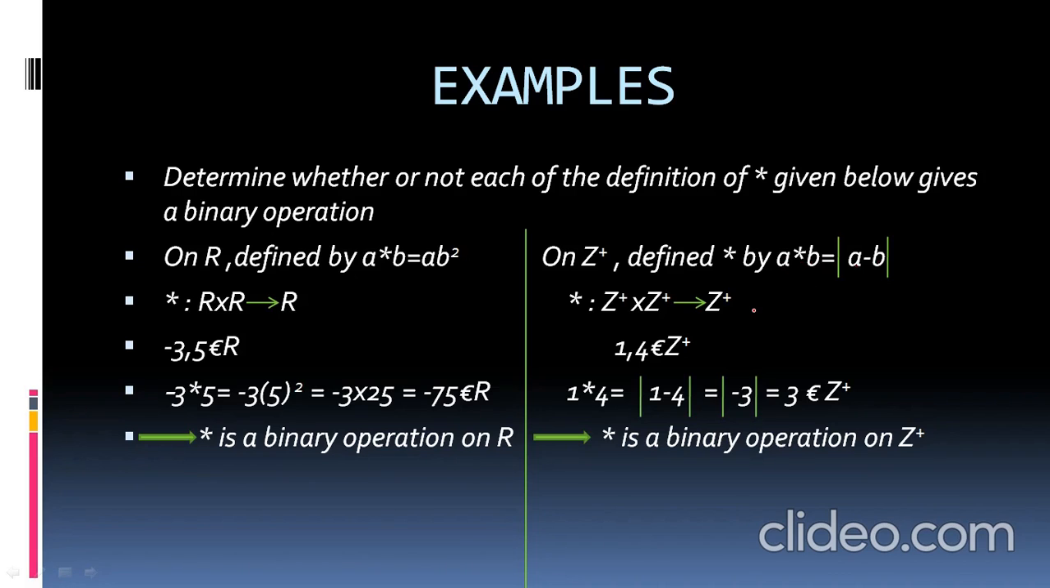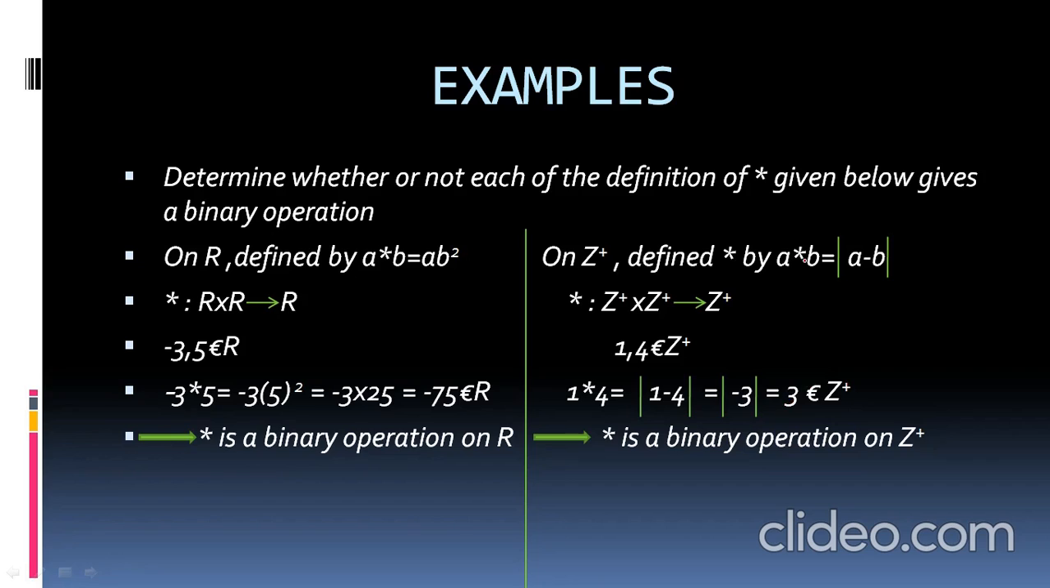So let us check whether it is a binary operation or not. Consider two elements 1 and 4. Both are positive integers. Now if we apply this operation star on 1 and 4, what we get is mod 1 minus 4. That is equal to mod minus 3. That is equal to 3. Now 3 is again a positive integer.